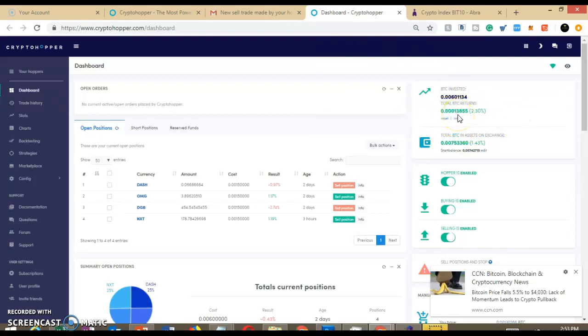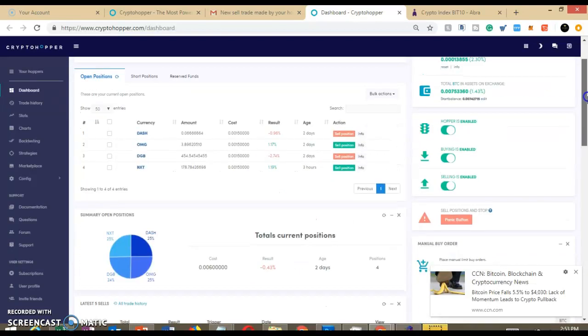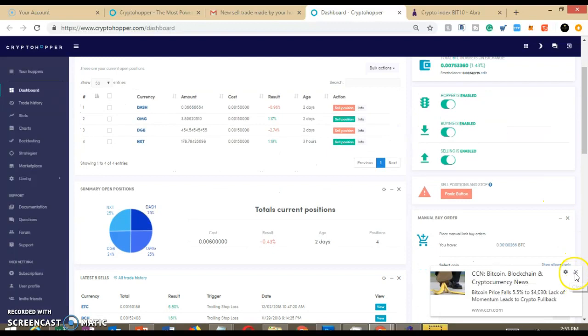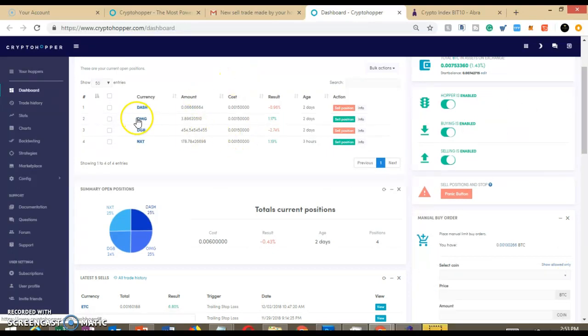So I started out with this amount here, 0.00753. Actually, I start off with this amount here. And then this is just the percentage of change. So I think I've been investing in this maybe about 4 days now. It'll show you here what your current result is. So this one, Dash, has been open for 2 days, 0.95% down, and then 1.17 up for Omise Go, and so on and so forth.